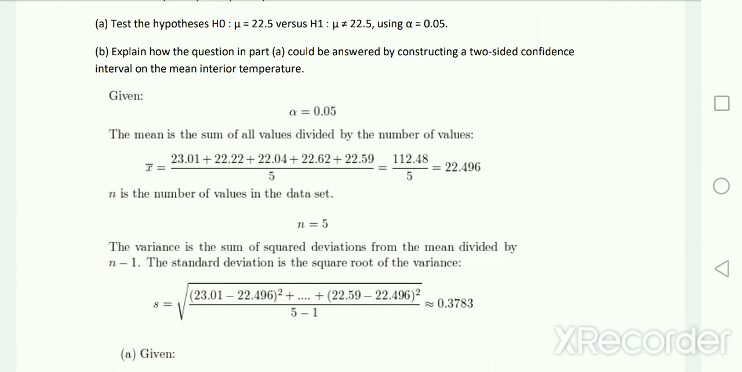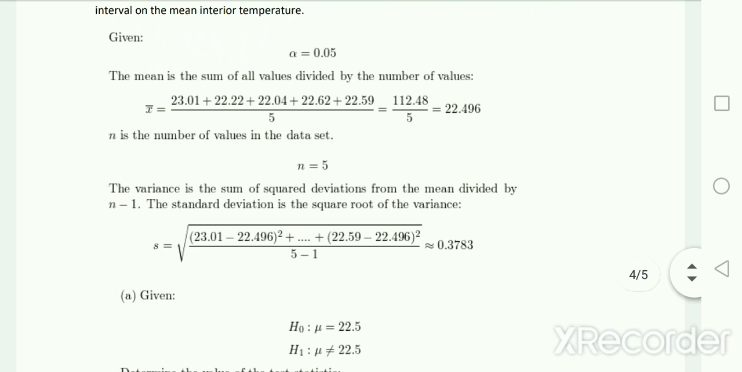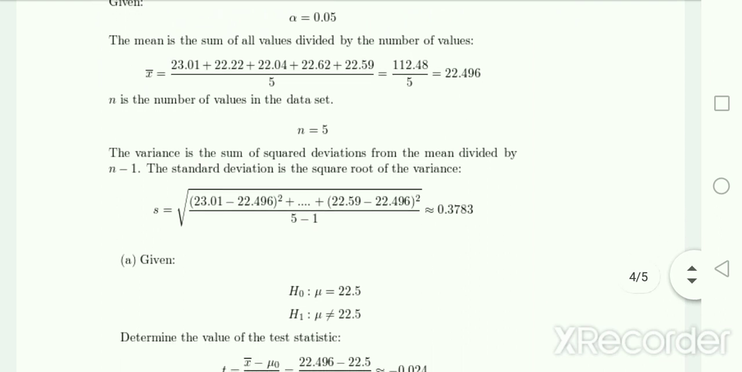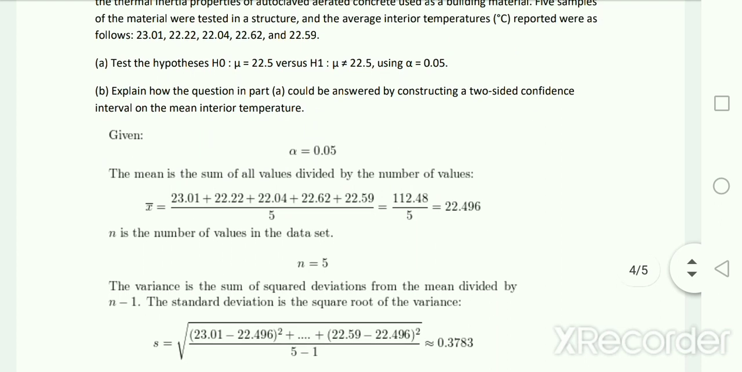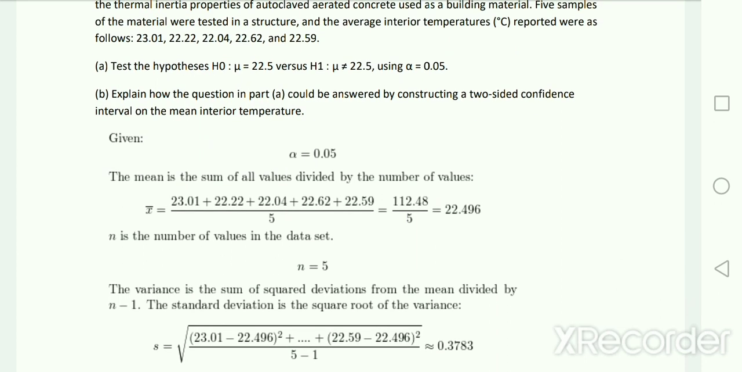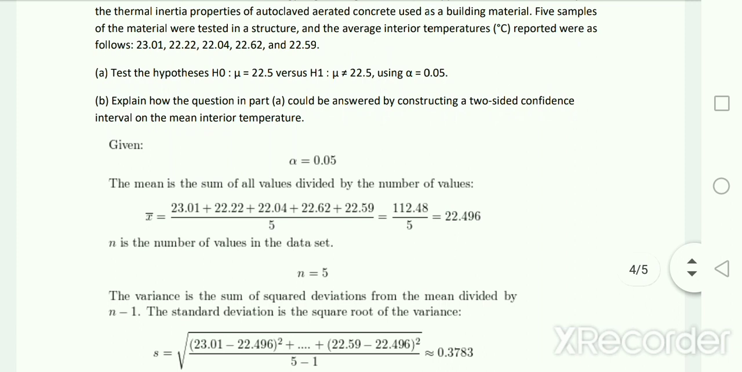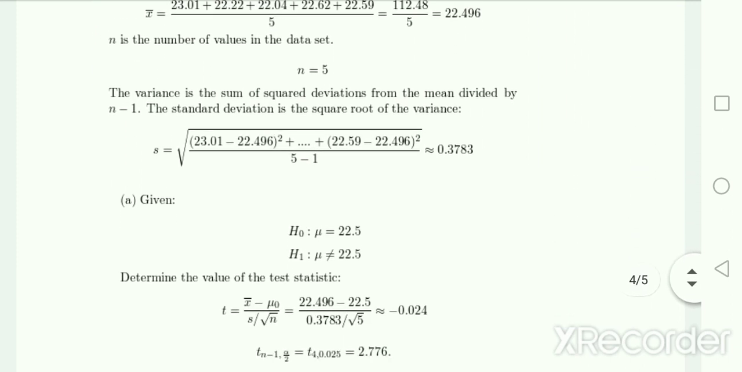For that we have the formula x bar: we add all 5 values divided by 5. Here we get 22.496. The standard deviation formula, or actually variance, is the sum of (x minus x bar) whole squared divided by n minus 1, and for standard deviation we take the root. Here we have the value 0.3783. Directly we have the statement: null hypothesis mu is 22.5 and alternative hypothesis mu not equal to 22.5.